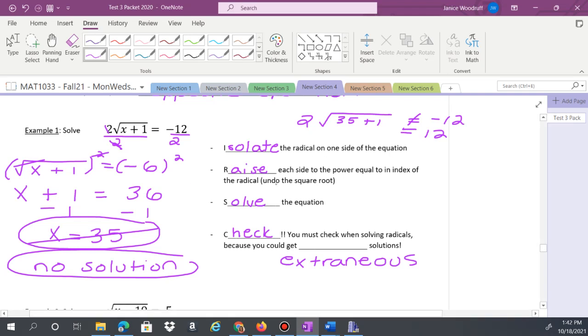So we always have to check it because of that. Now, a shortcut is if there's a negative on this side of the equal sign, most likely it's extraneous. But you should be checking anytime you start with a square root in the problem. That's part of the actual process of solving it.